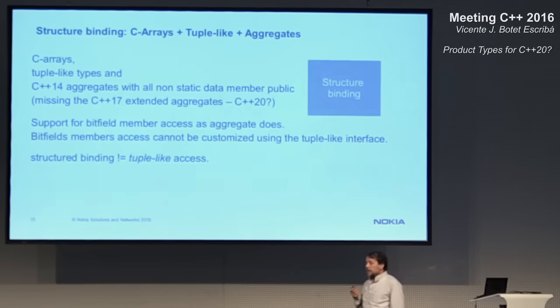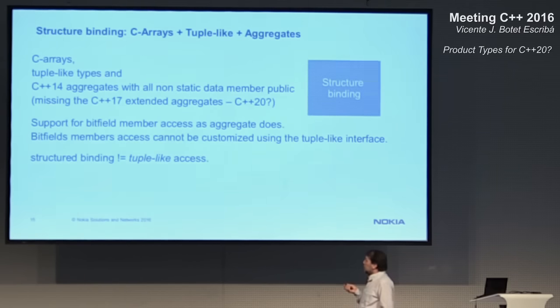Structure binding also gives us the possibility to extract bit fields. Even if a bit field does not have a specific address, and we cannot take the address of a bit field, with a structure binding we are able to extract it, because a structure binding is giving us just a name.